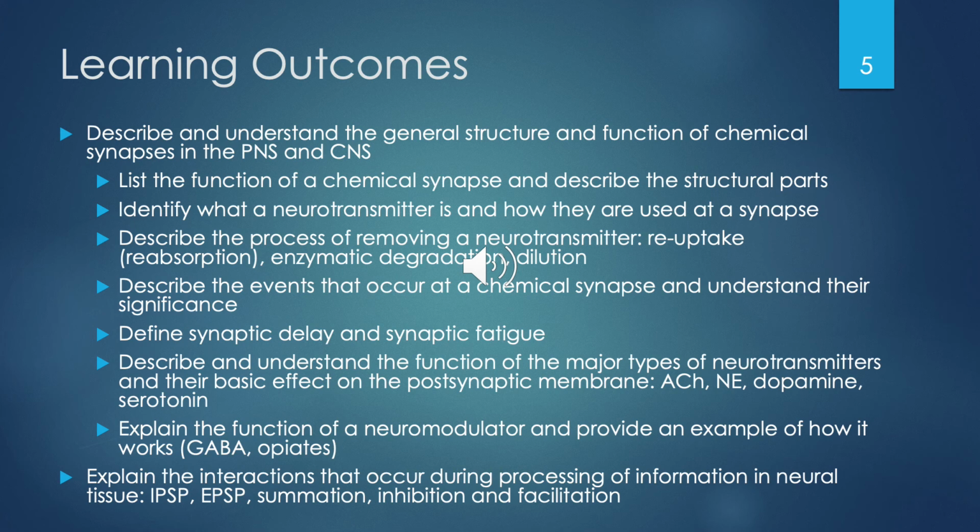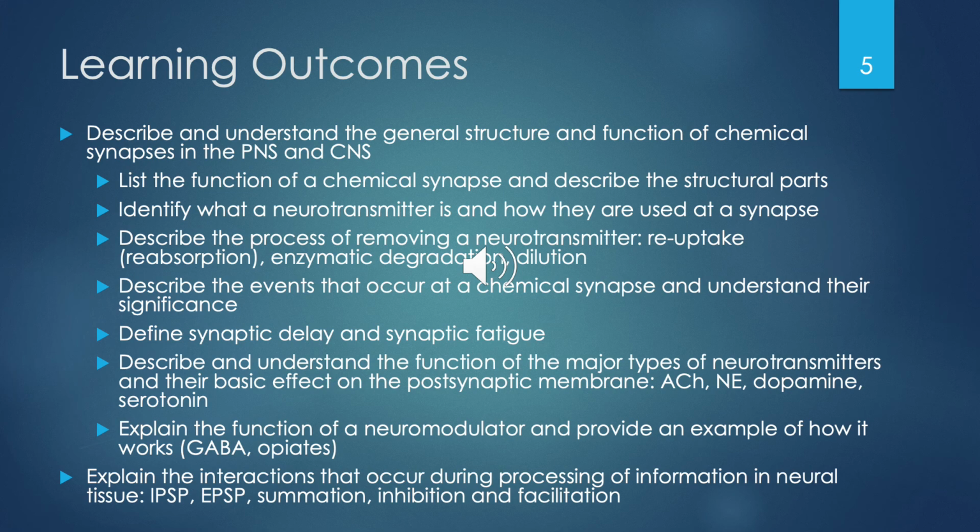Last list of learning outcomes. We will describe and understand the general structure and function of chemical synapses in the peripheral nervous system as well as in the central nervous system. We'll list the function of a chemical synapse and describe the structural parts. We will identify what a neurotransmitter is and how it's used at a synapse. We'll describe the process of removing a neurotransmitter, and this includes reuptake or reabsorption, enzymatic degradation, and dilution.